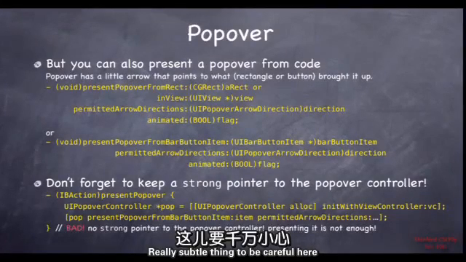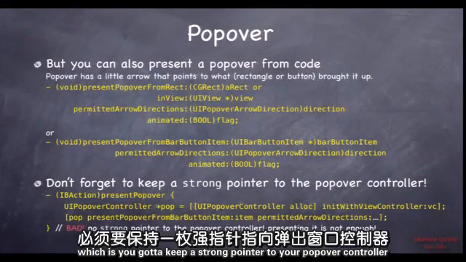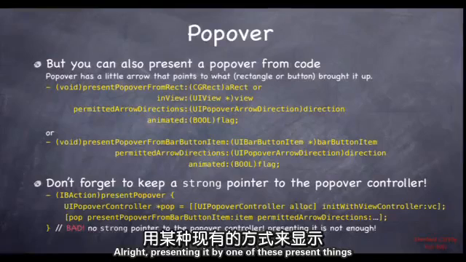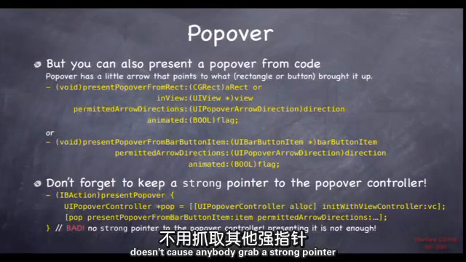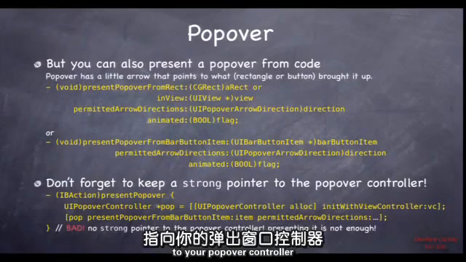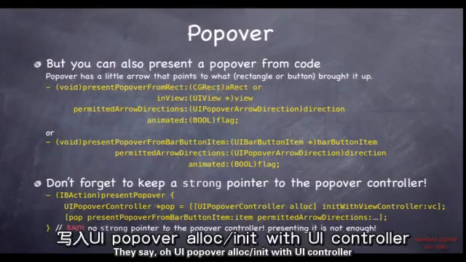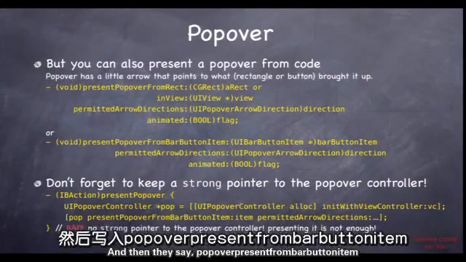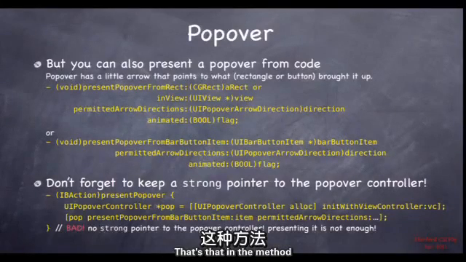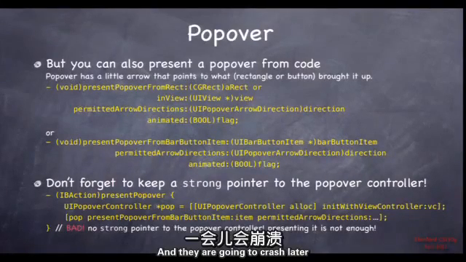Really subtle thing to be careful of here, which is you got to keep a strong pointer to your popover controller. Presenting it by calling one of these present things doesn't cause anybody to grab a strong pointer to your popover controller. So a lot of people write code like this. You see the popover, present popover thing? They say, oh, UIPopover alloc init with view controller, and they say popover present from bar button item, and that's the end of that method. And then their program crashes later.